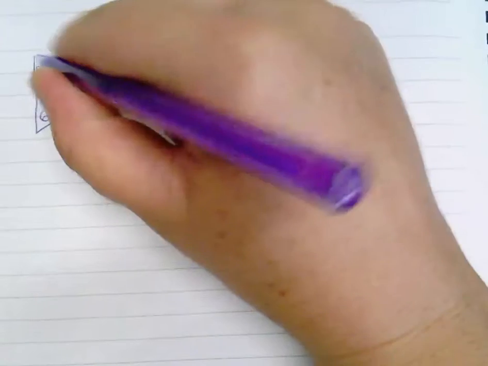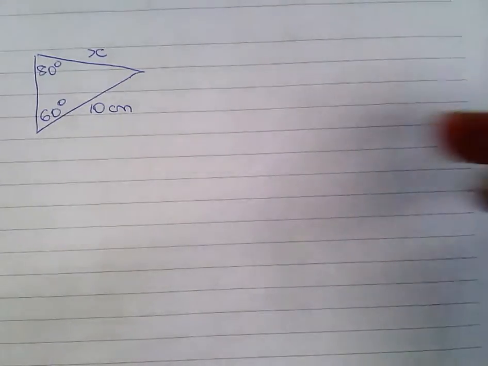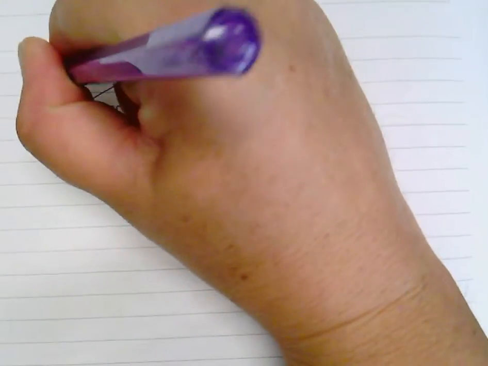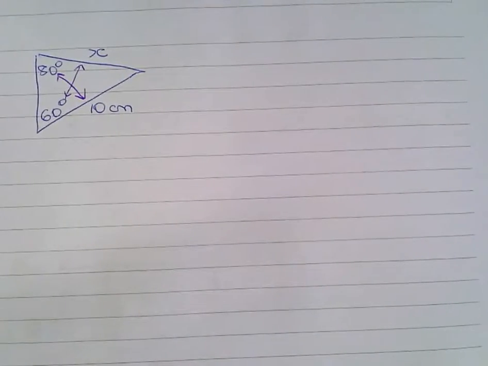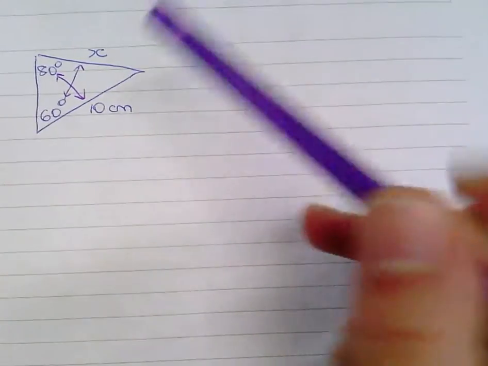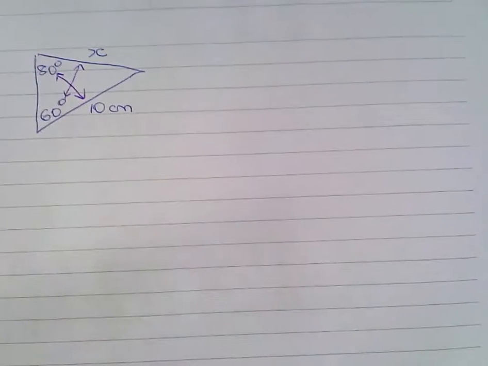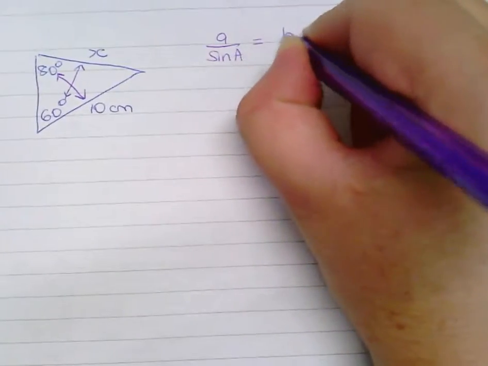So, do I want to see if I've got any pairs, any opposite sides with their opposite angle? Do I have a pair? The 80 degrees is a pair with the 10, and the 60 is a sort of pair with the x. It's a pair because I'm asking you to find x. I'm asking you to find x, and you've got the 60 degrees opposite it. You've got the 10, and you've got the 80 degrees opposite it. So I'm going to use the sine rule, which is A over sine A equals B over sine B.